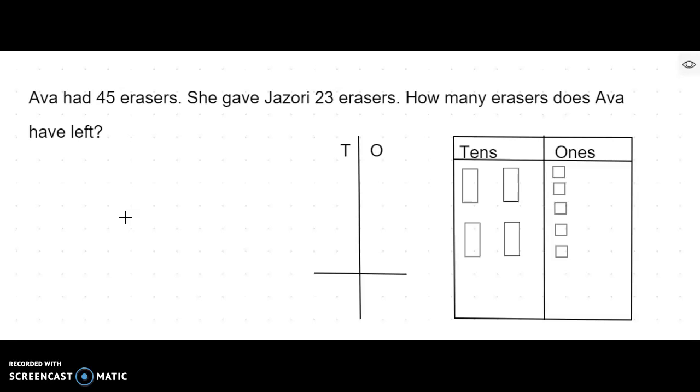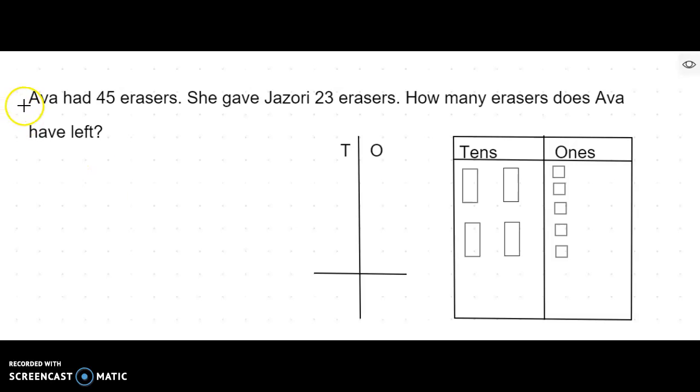So this was the challenge problem I gave you yesterday. I am going to read it again to you now. It says, Ava had 45 erasers. She gave Jazori 23 erasers. How many erasers does Ava have left? So what is the very first thing we do when we are working on a word problem? Who can tell me what that very first thing we do is? Yeah, we underline the information we need to know, and we underline the information we want to know.